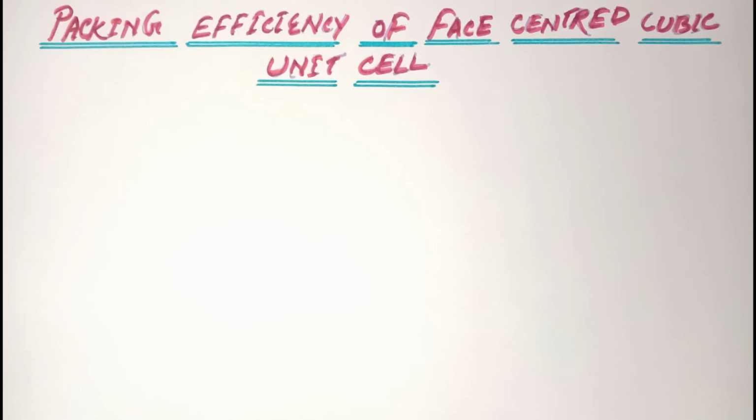Hello students, today we will calculate the packing efficiency of face-centered cubic unit cell. So all you know that in case of a face-centered cubic unit cell, the atoms are present at the 8 corners and also at the center of the 6 faces. So now I am going to draw an FCC cubic unit cell.